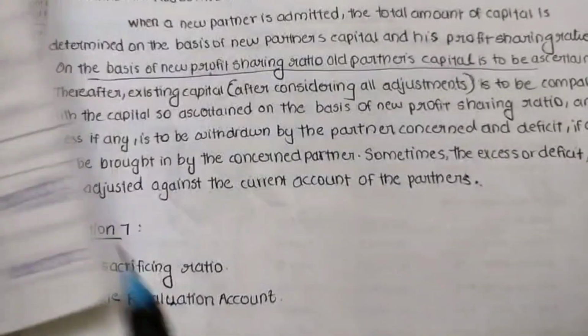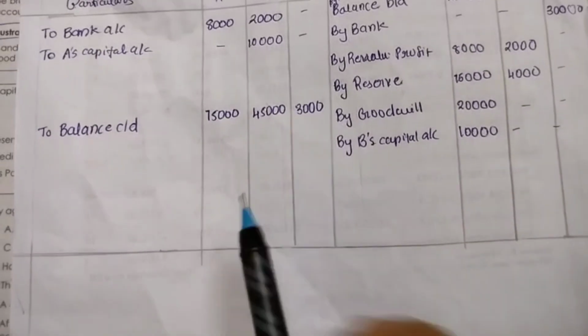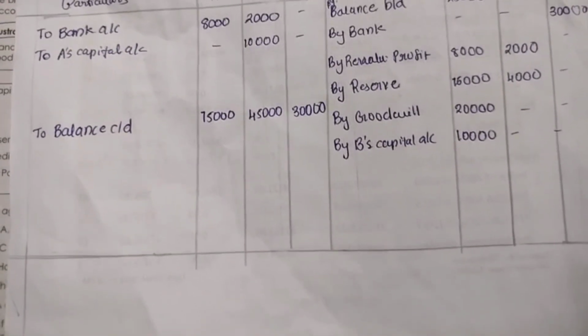Every partner's capital we found. So that's what we are going to write here: 75,000, 45,000 and 30,000, right? 30,000. Okay, so that's over. Now what do we have to do?